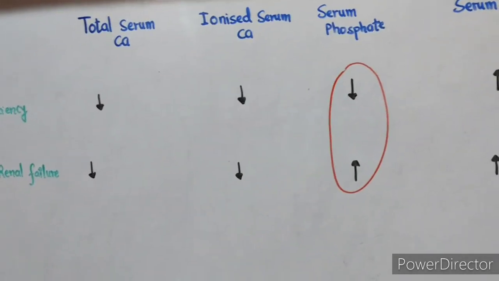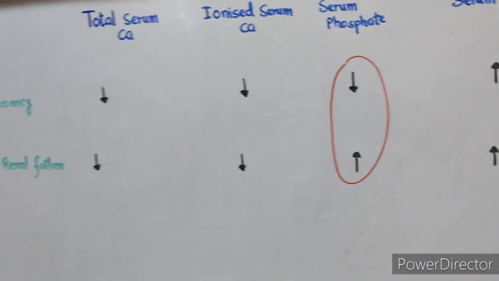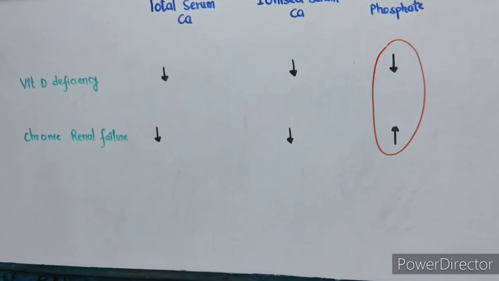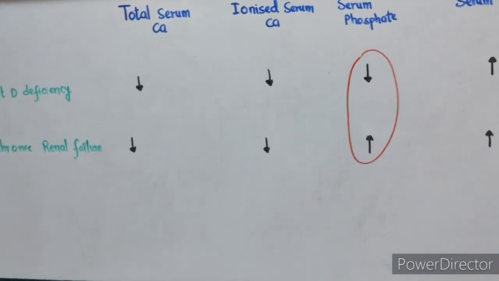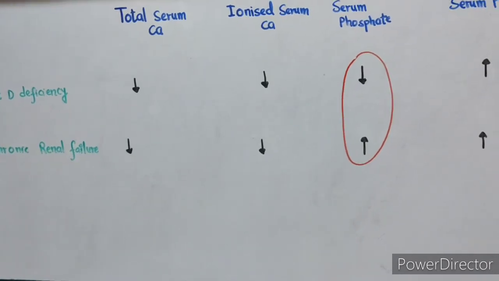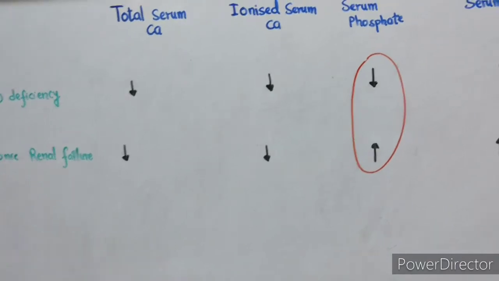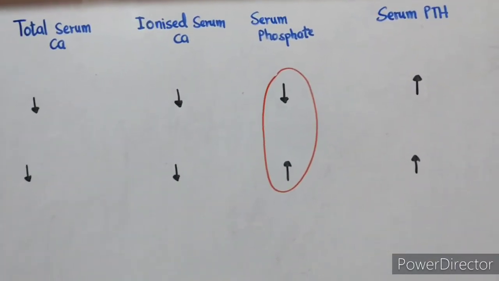Because decreased ionized serum calcium will stimulate the parathyroid gland to secrete more PTH. In chronic renal failure, there is diseased kidney. This diseased kidney cannot reabsorb calcium and cannot excrete phosphate, due to which total serum calcium and ionized serum calcium decrease, but serum phosphate will increase.